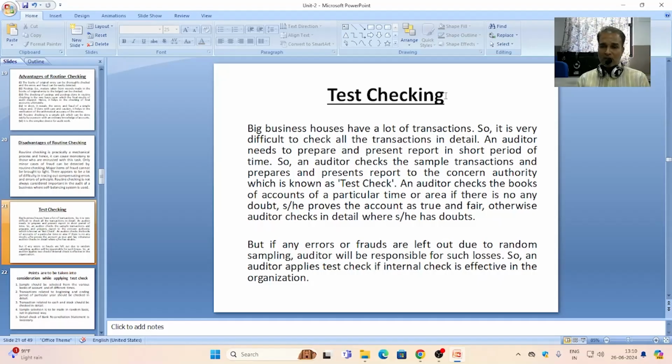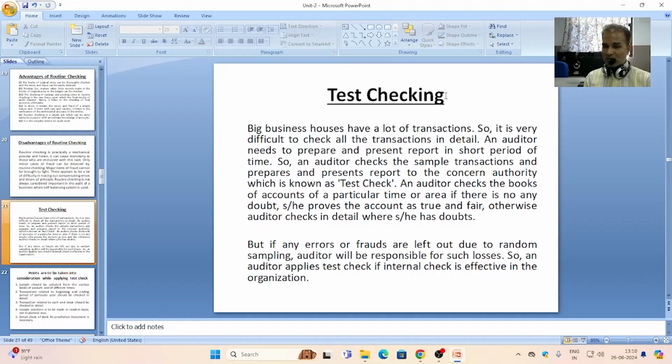Now we take the next checking, that is test checking. As the name suggests, big business houses or big businesses have a lot of transactions, so it is very difficult to check all the transactions in detail. In this case, the auditor needs to prepare and present a report in a short period of time or up to the limit of time. So an auditor checks sample transactions and prepares and presents the report to the concerned authority, and this type of checking is known as test check.